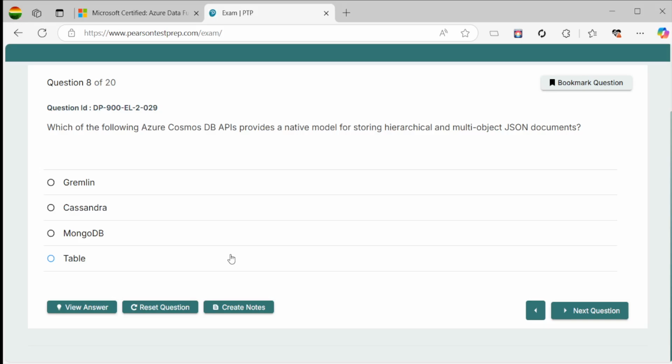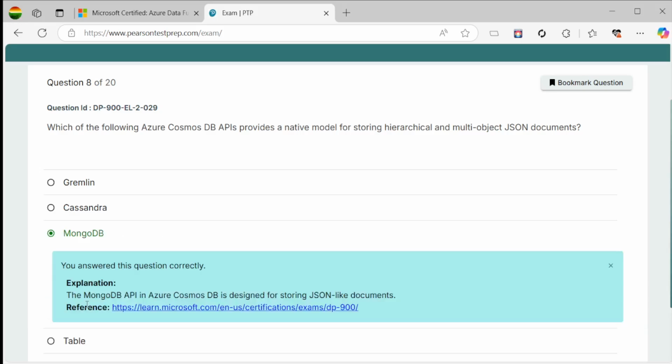Which of the following Azure Cosmos DB APIs provides a native model for storing hierarchical and multi-object JSON documents? Gremlin, Cassandra, MongoDB, or Table. The key here is first, it's Azure Cosmos DB, and second, it has to store JSON documents. JSON documents are NoSQL. Cosmos DB is a NoSQL database. Gremlin stores graph connections. Does this refer to graph connections? No, because it's JSON documents. Cassandra stores column family data. Table data is key value pairs, which only leaves MongoDB, a NoSQL database for storing JSON documents.